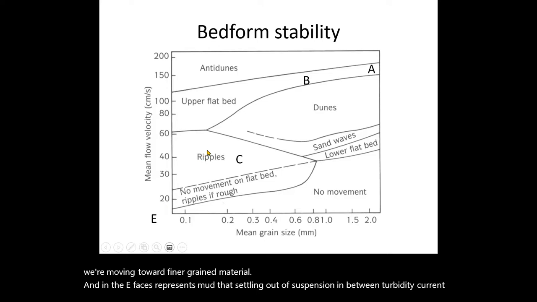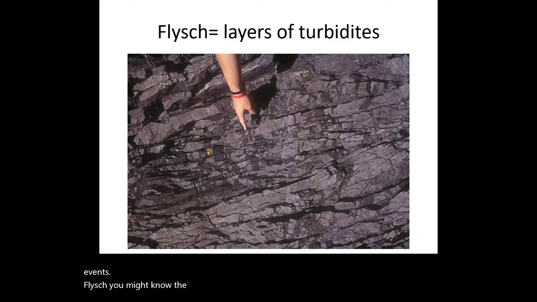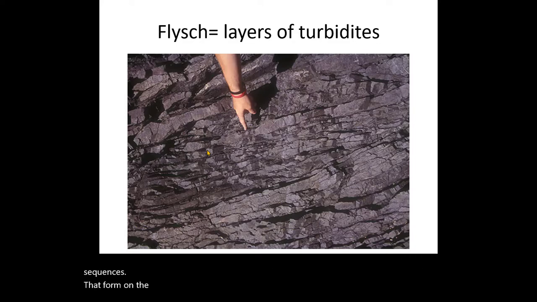Flysch, you might know the word, is layers of turbidites. So you'll get these repeated turbidite sequences that form on the slope out onto the continental rise. So you'll see these stacks of turbidites in certain deep water environments.